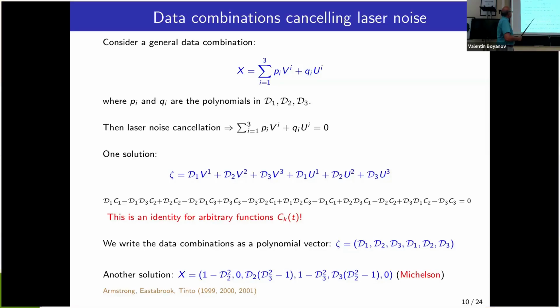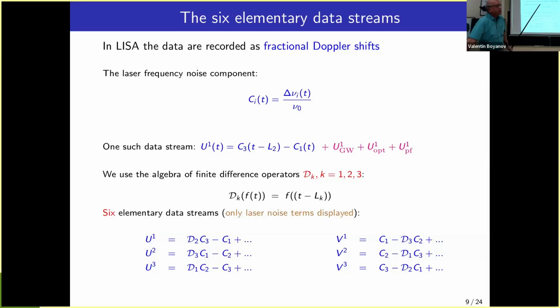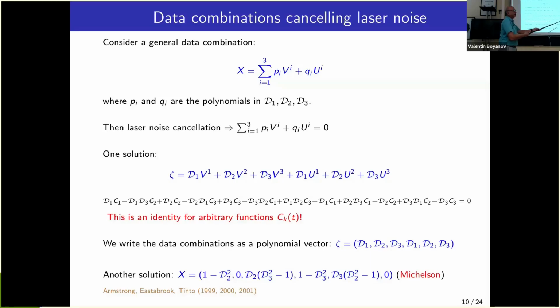If you open this up with Vi and this other earlier thing here, you get an identity. So whatever functions C1, C2, C3 you choose, this holds. Just open this out, and it's automatically satisfied. So this is a combination which cancels the laser frequency noise. You might ask, what happens to the signal? The signal gets a bit turned up, but it doesn't get cancelled. That's the important thing. The signal should not get cancelled by doing this kind of thing.